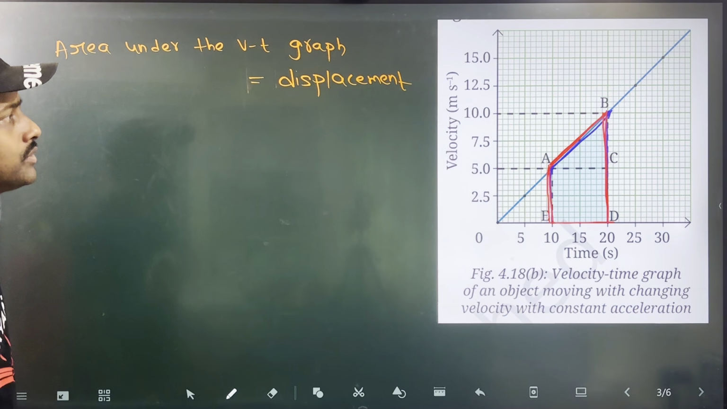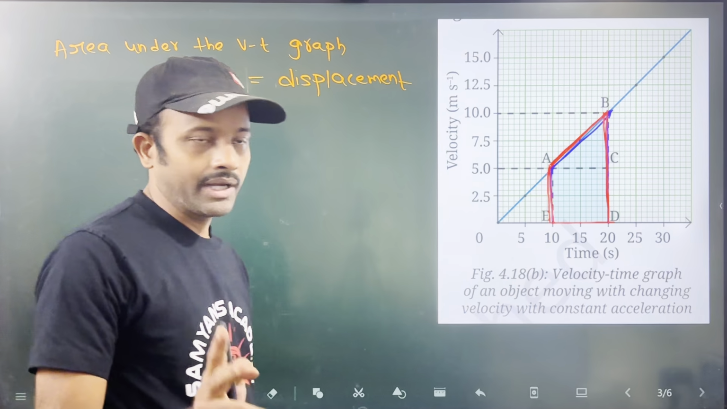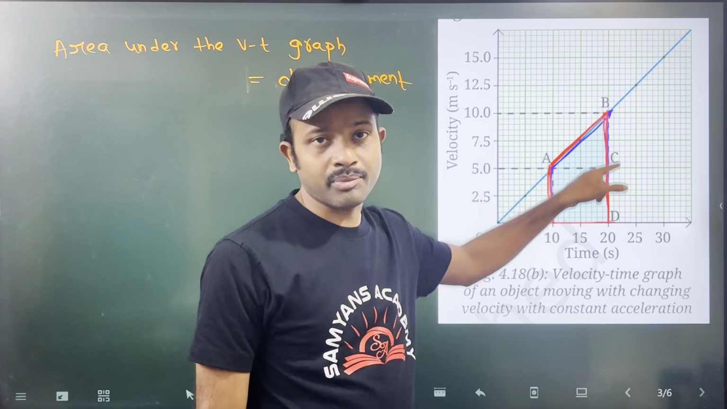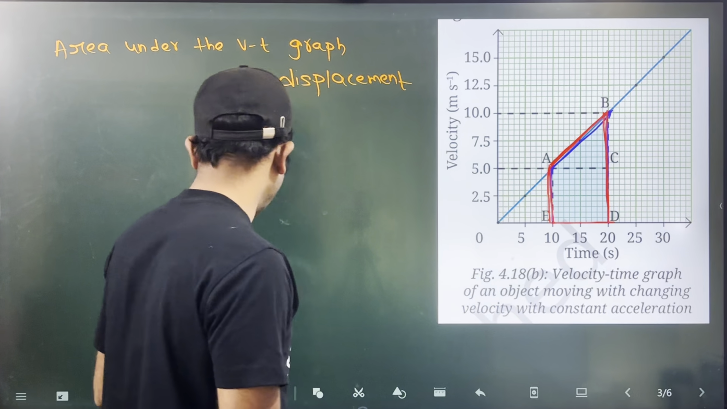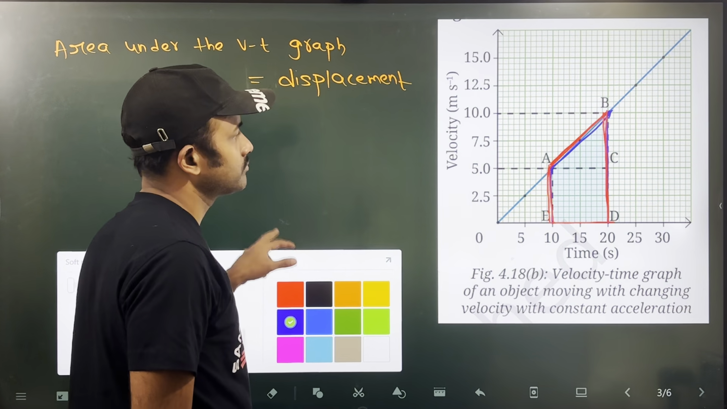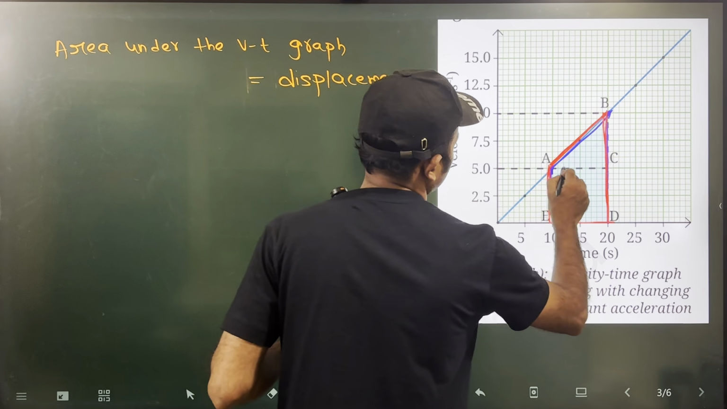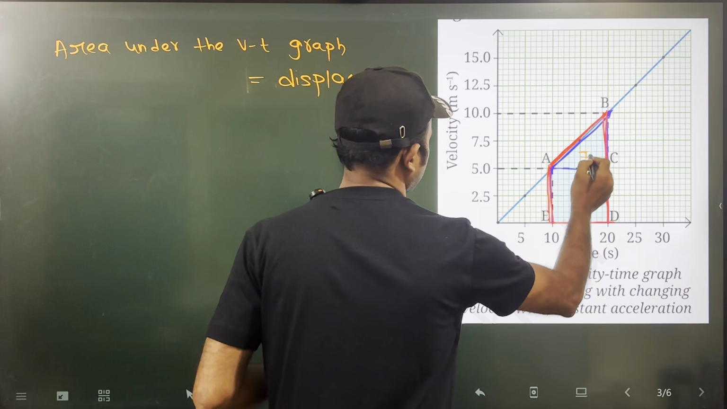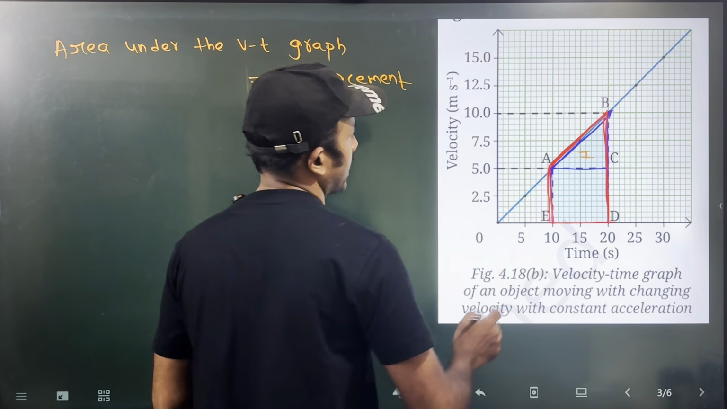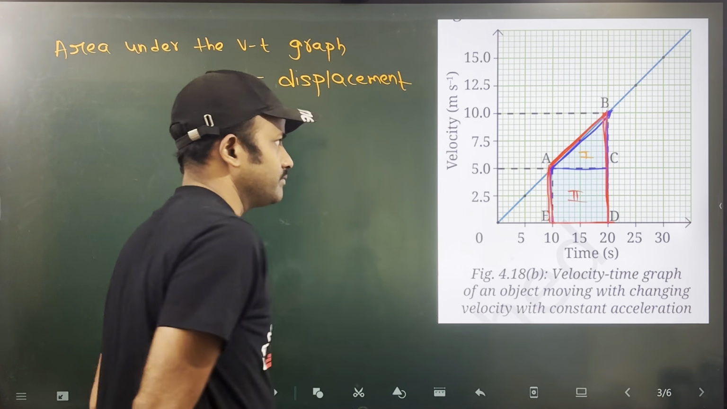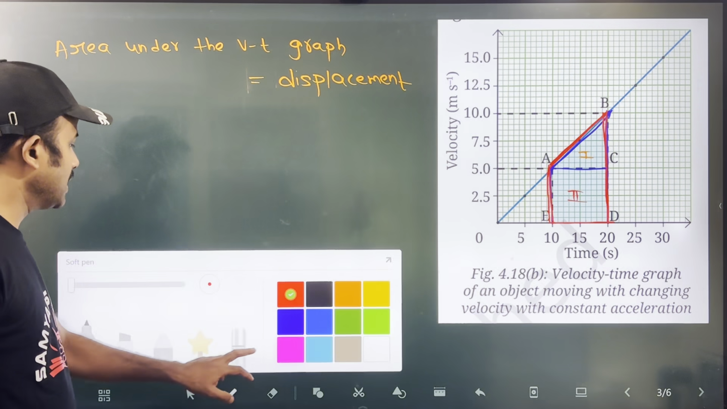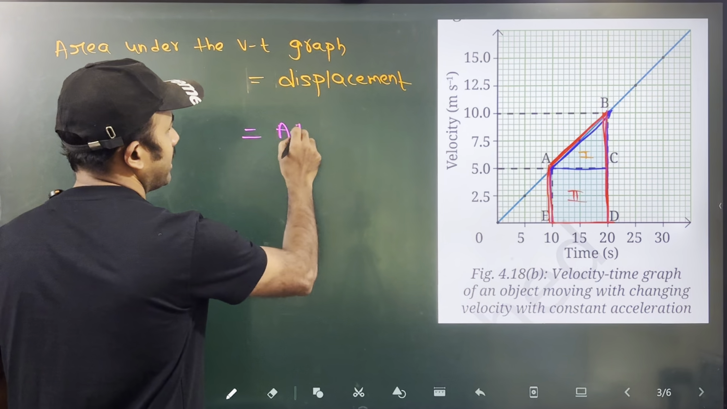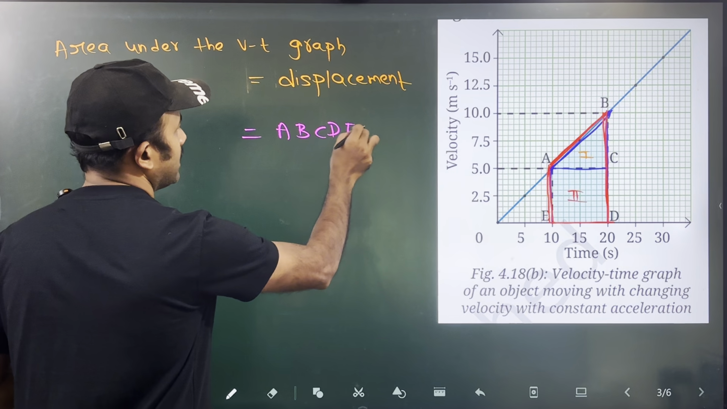Okay, so this area we can classify into two types. Now can you tell what shape the area looks like? Trapezium, or here we have one triangle and one rectangle. So just make this area into two parts. The first part looks like a triangle and the second part looks like a rectangle. So the total area under this graph is A, B, C, D, E, A.